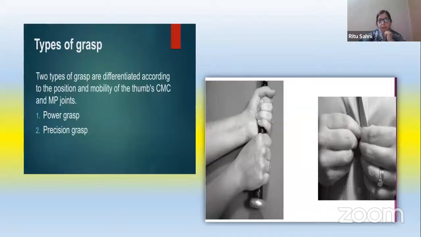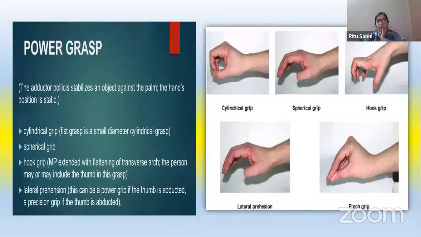So power versus the precision grasp is more important. In the power grip, the adductor pollicis stabilizes. This is the adductor pollicis muscle, which stabilizes an object against the palm, and the hand position is static, because we are providing the adduction. Suppose I want to hold a pen, for that I have to keep the adductor pollicis in a stabilizing position.